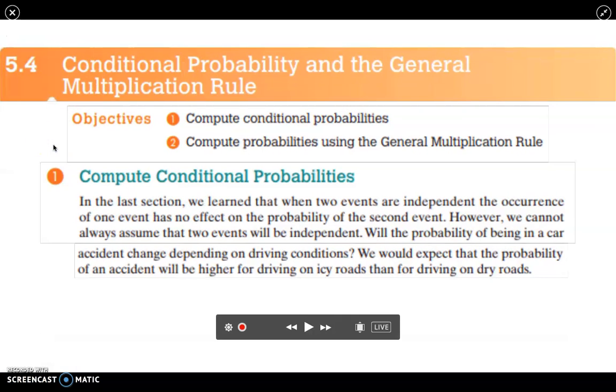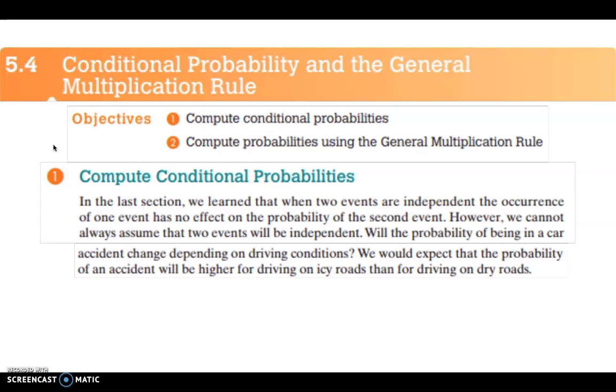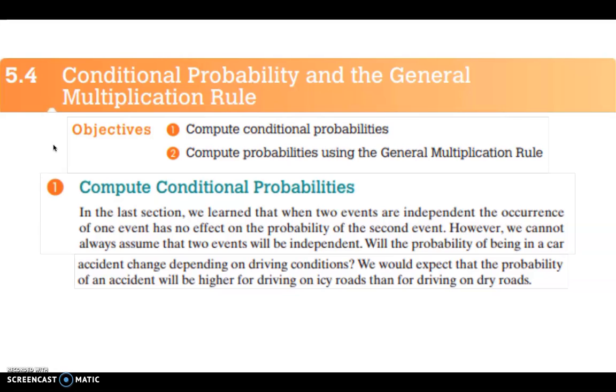Alright, in this video we're looking at section 5.4, conditional probabilities and the general multiplication rule. So you can see our objectives there, but let's start off where we left off in our last section. We learned that when two events are independent, the occurrence of one event has no effect on the probability of the second event. However, you can't always assume that two events are independent.